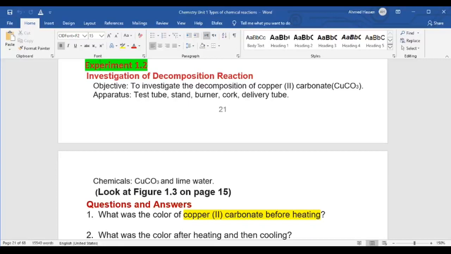What you observed in the above experiments are the decomposition of copper carbonate into black substance, copper oxide and carbon dioxide gas. When carbon dioxide gas is passed through the delivery tube into the colorless solution of calcium hydroxide, the colorless solution turns milky. That is due to the formation of calcium carbonate.